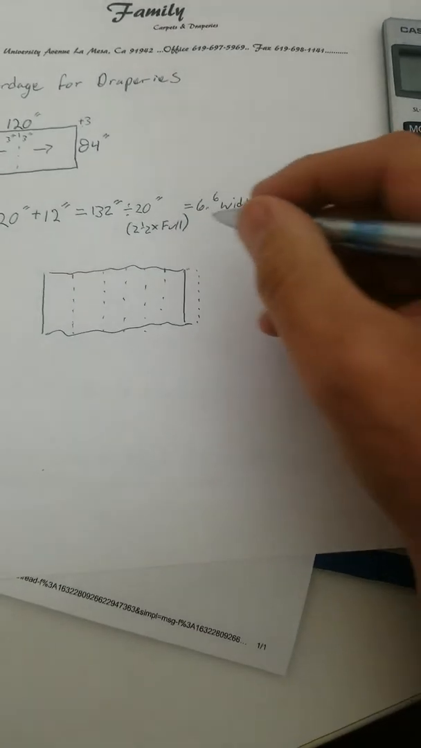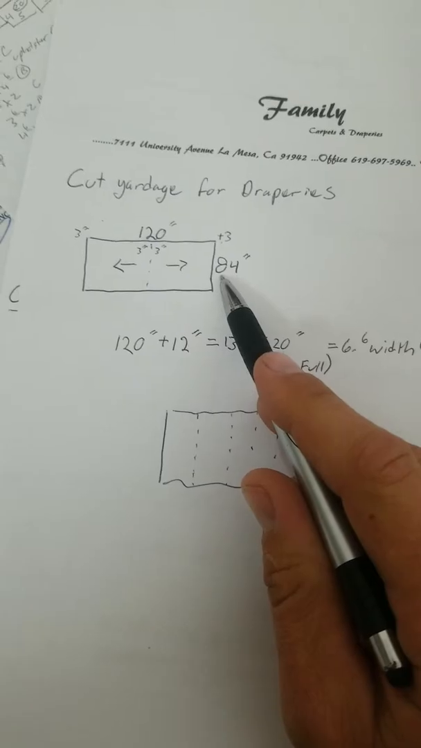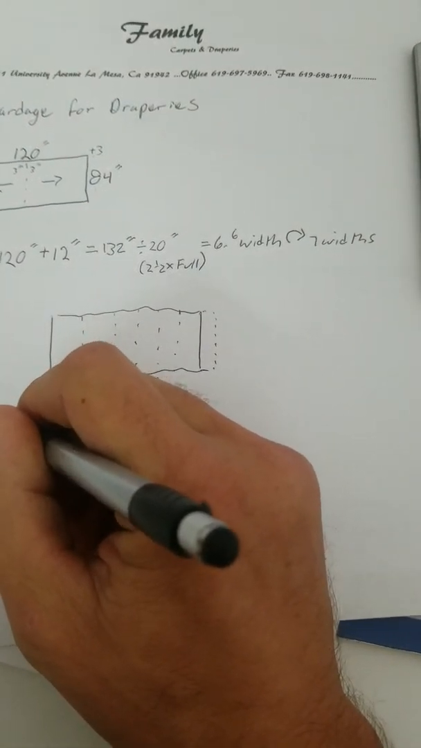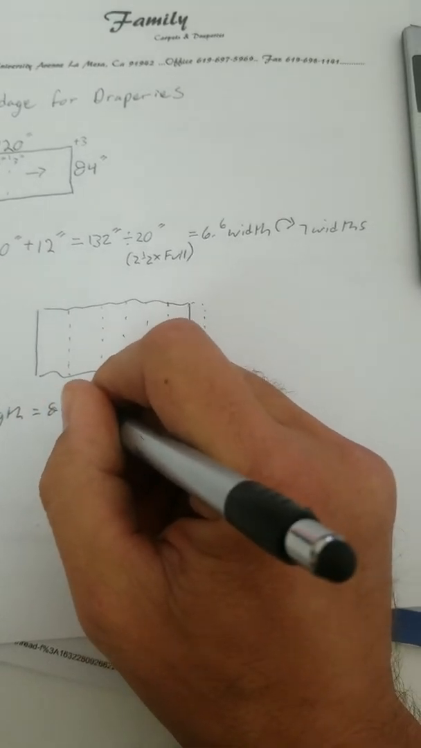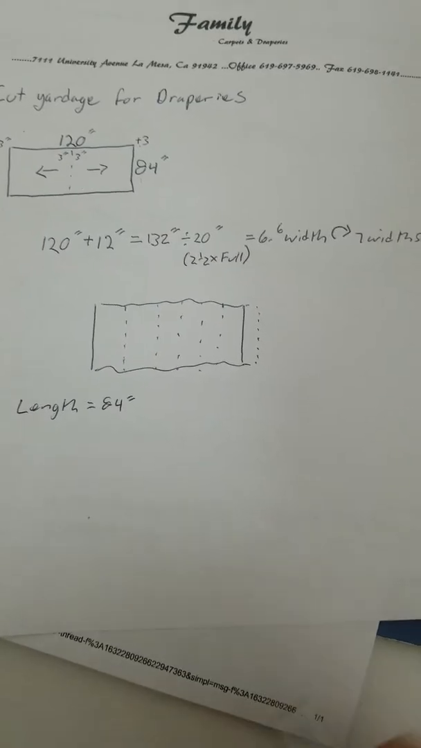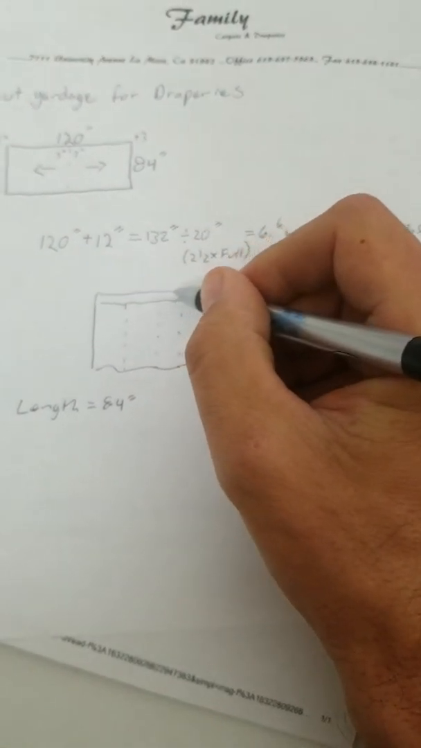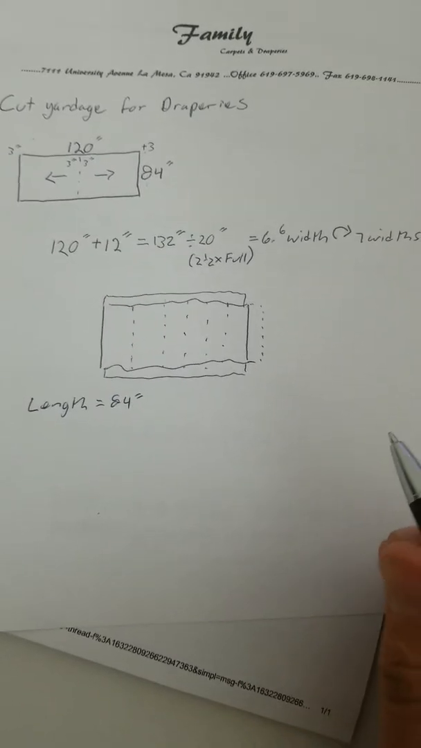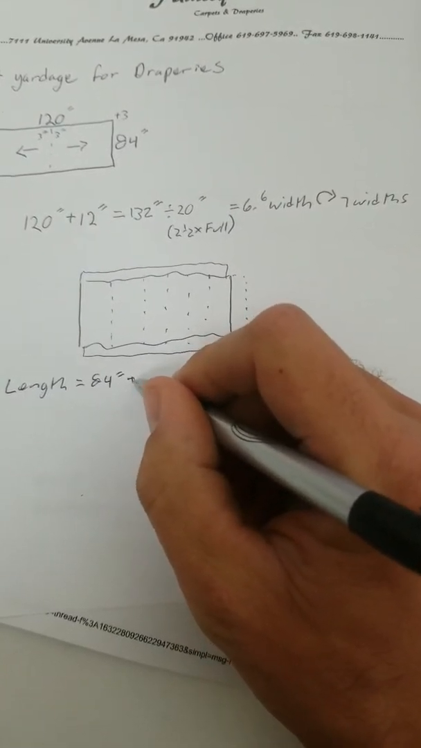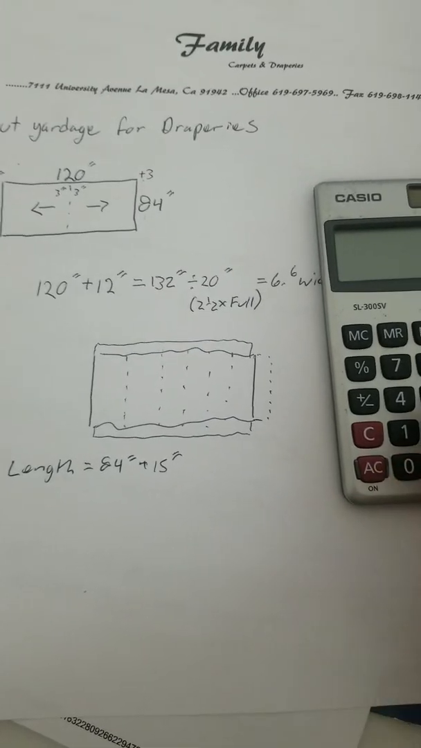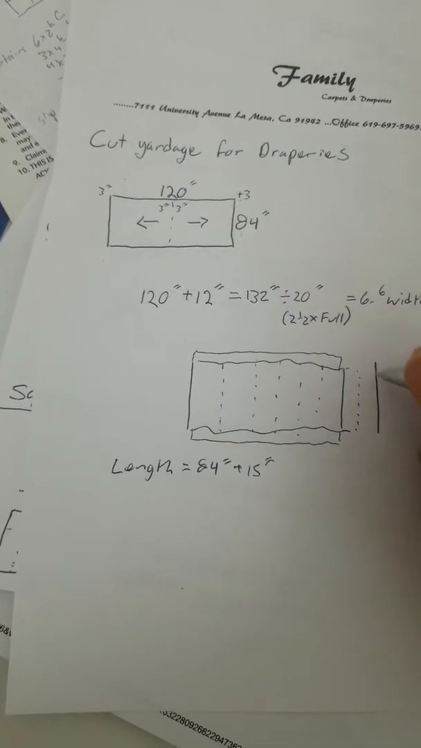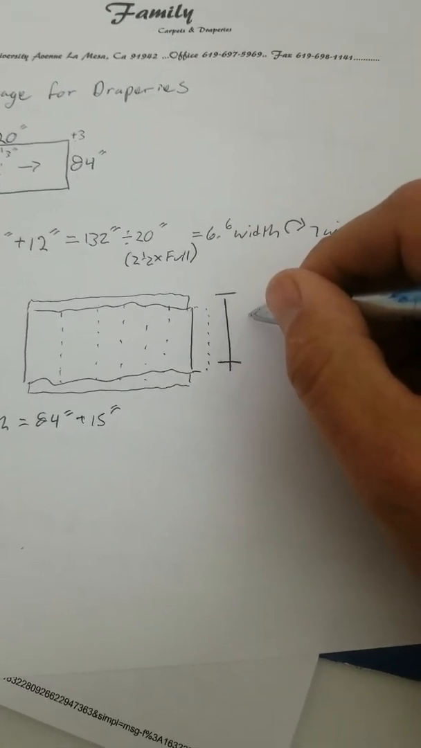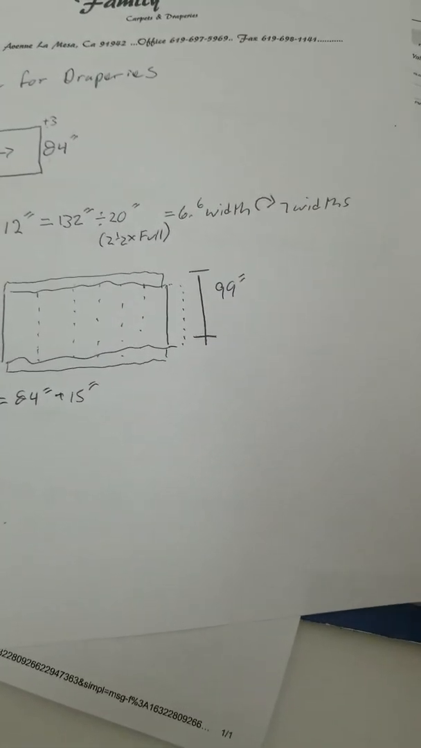All right? So now we're going to go back to the length. This is 84 inches. Length equals 84 inches. Now we're going to put a liner on that, and we need to put a hem up here. And we're going to need to put a hem up here. So a typical standard for a lined drapery is about 15 inches in addition. So we're going to add 15 inches to this 84 inches. 84 inches plus 15 equals 99 inches. So the overall length is going to be 99 inches is what we're going to need of fabric.